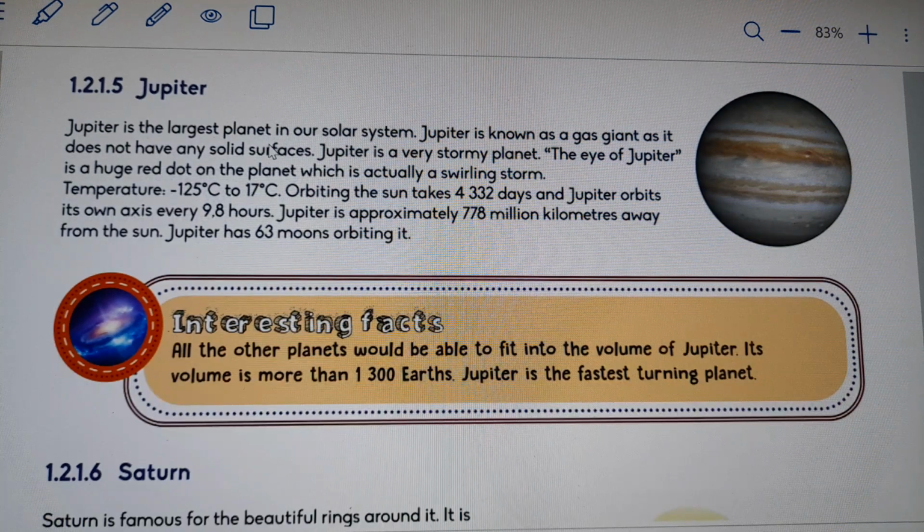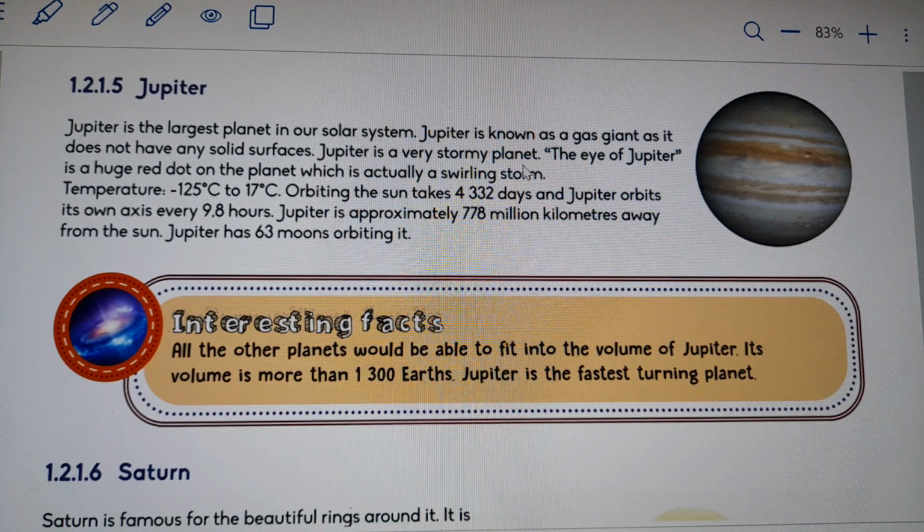Jupiter is the largest planet in our solar system. How is it? Jupiter is known as a gas giant as it does not have any solid surface. Remember we said number 1 to number 4, they are rocky. Number 5 to number 8, they are gases. Okay, so Jupiter is known as a gas giant as it does not have any solid surface.